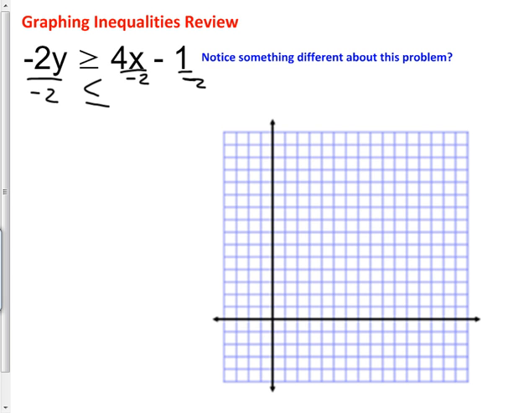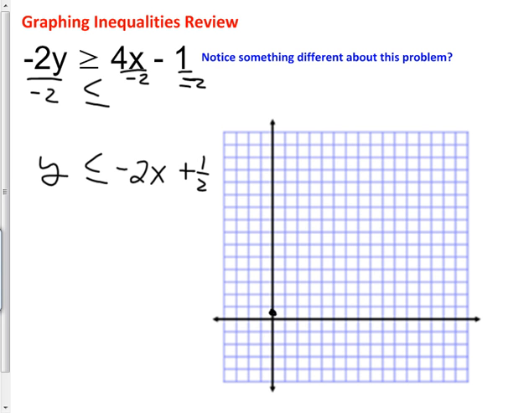Notice I divided everything by -2. This one becomes y less than or equal to 4 divided by -2 is -2x, and a negative divided by a negative makes positive 1/2. I start at positive 1/2. I'm going to put a big dot right there.